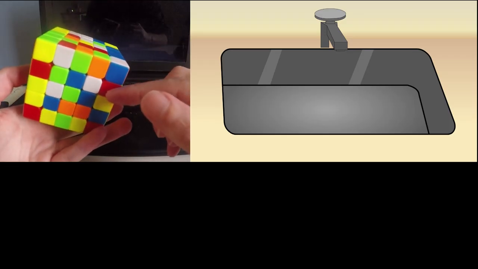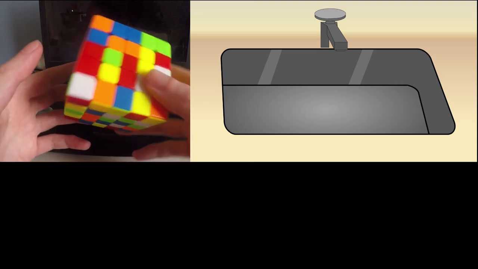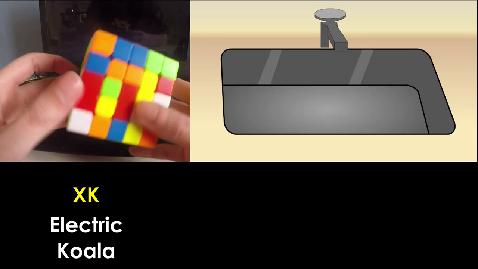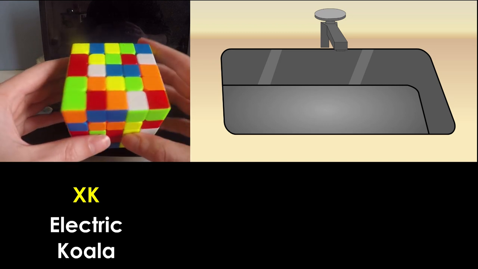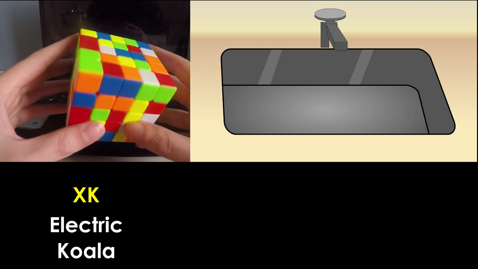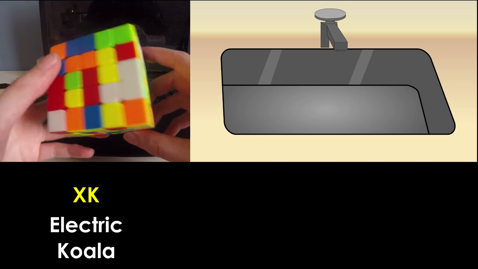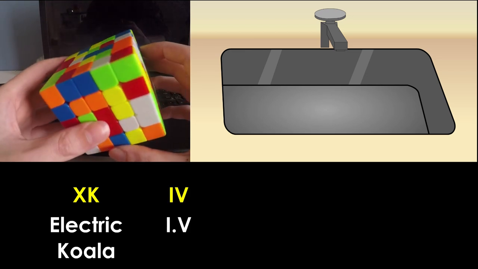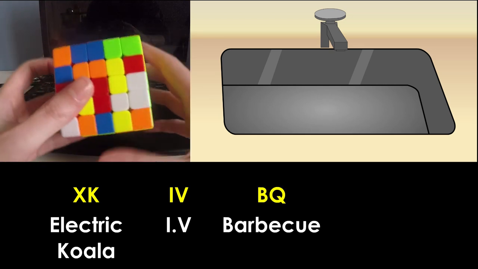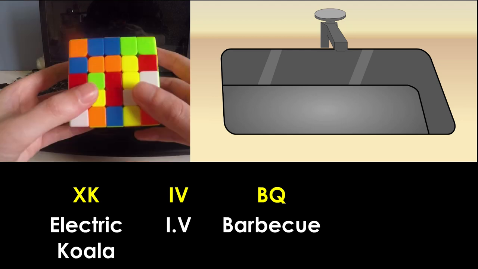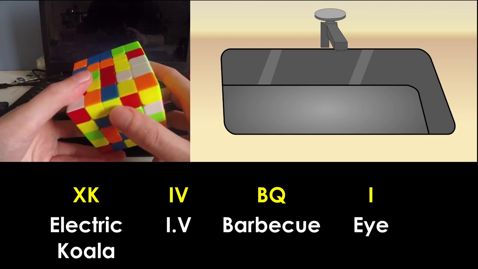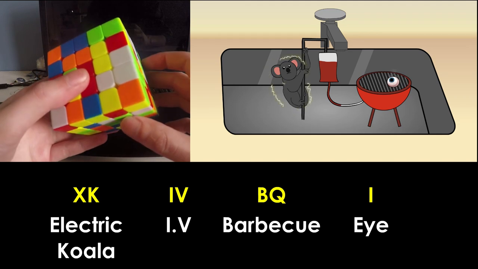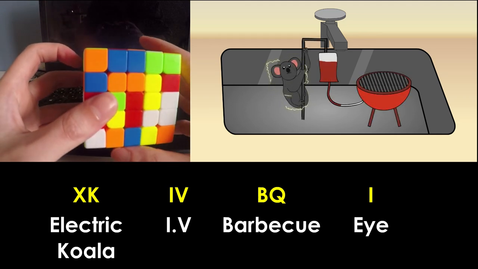So we have XK, and for pairs starting with X, I got this idea from the speedsolving wiki a few years ago, and a lot of the pairs are just electrocuted something. So for XK, I have electrocuted koala, but I just shortened it down to electric koala, and I just imagined some electric stuff going on around it. So now we have another cycle break, so I'll go to I. Then V, which is IV, as in an IV drip. Then BQ, which is barbecue. And then back to I, and we're done. And my image for the single letter I is just an I. So the whole image for this section is an electric koala hooking an IV to a barbecue, which has an eyeball on it.